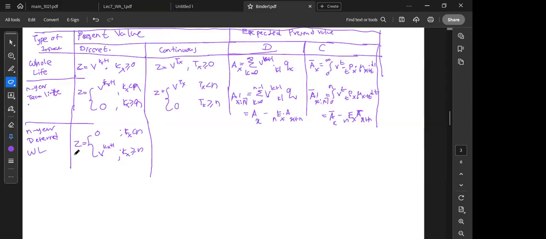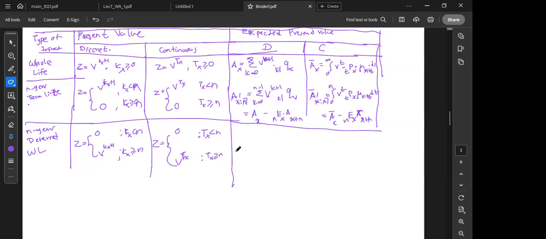And if it is continuous, we have the same. And this says tx is less than n. This says tx is greater than or equal to n. When we are taking the present value for the discrete one, it says purchase at x, deferred for n. And it says the present age is x, and the coverage starts after n years.